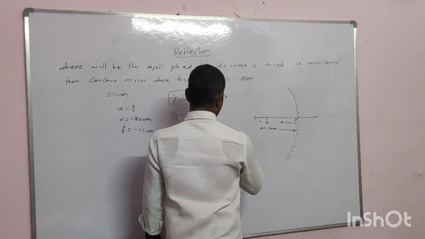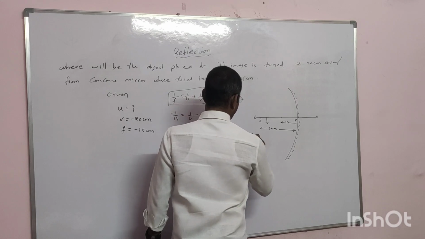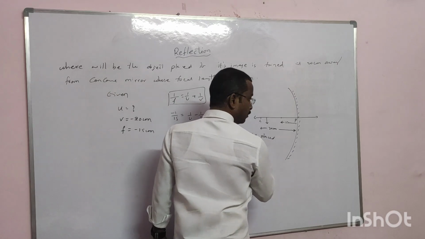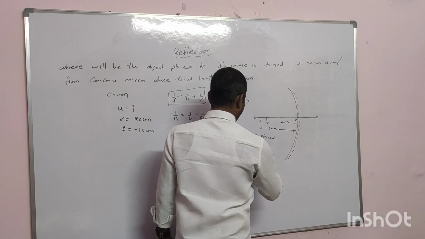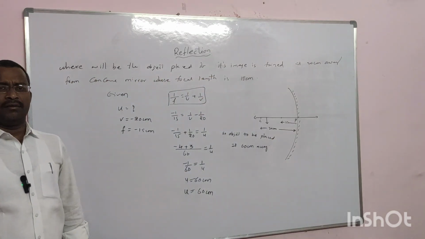You need to write the conclusion. So, object to be placed at 60 centimeter away. 60 centimeter away. That's it.